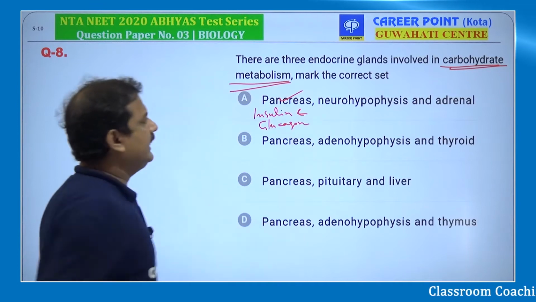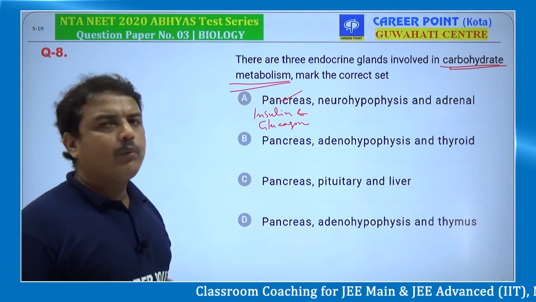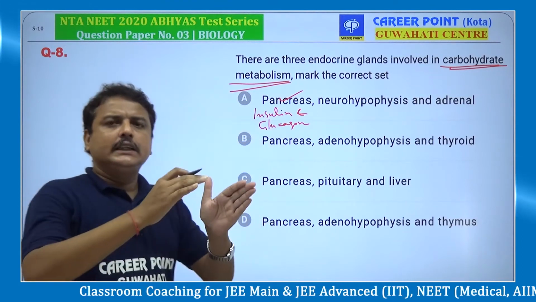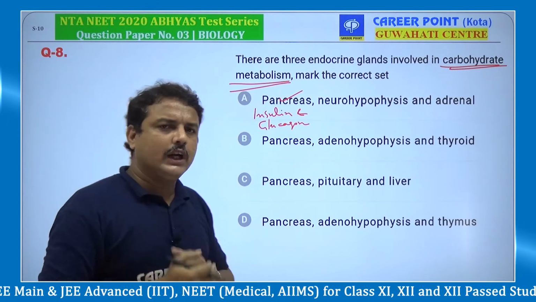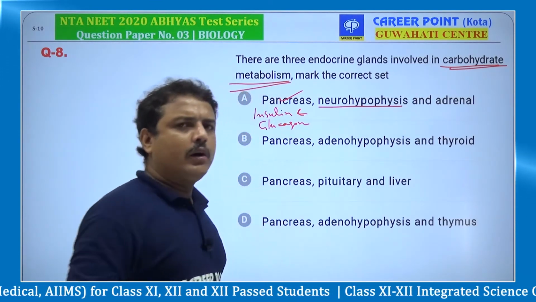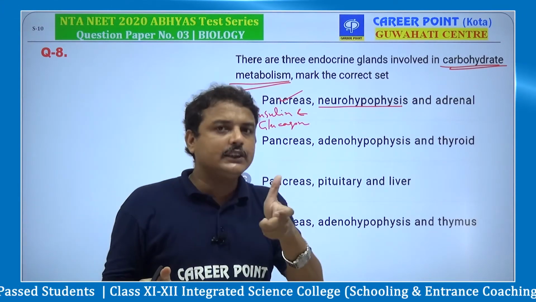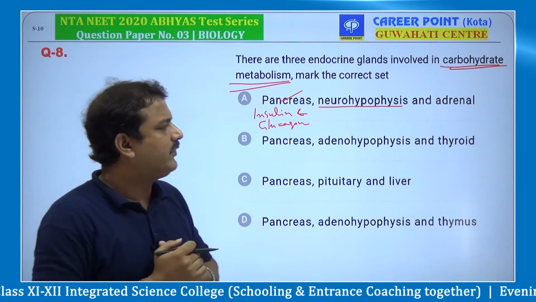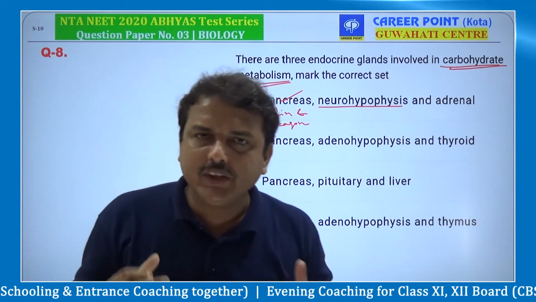Insulin and glucagon, these 2 hormones are involved in carbohydrate metabolism. Insulin decreases the blood sugar level, whereas glucagon increases the blood sugar level. Now, neurohypophysis will release 2 hormones. The neurohypophysis actually does not secrete, it releases hormones. Another name of neurohypophysis is the posterior lobe of pituitary.